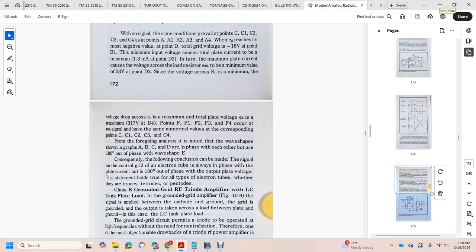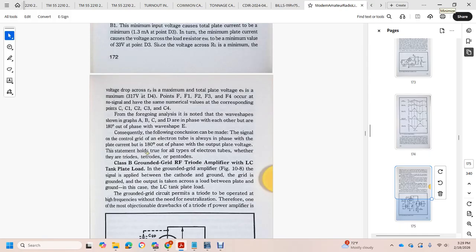From the foregoing analysis, the waveshapes shown on graphs A, B, and C are in phase with each other, and each is 180 degrees out of phase with the waveshape of E. The conclusion can be made that in a single control grid electron tube, the grid voltage is always in phase with the plate current and 180 degrees out of phase with the output plate voltage. This statement holds true for all types of electron tubes: triodes, tetrodes, and pentodes.